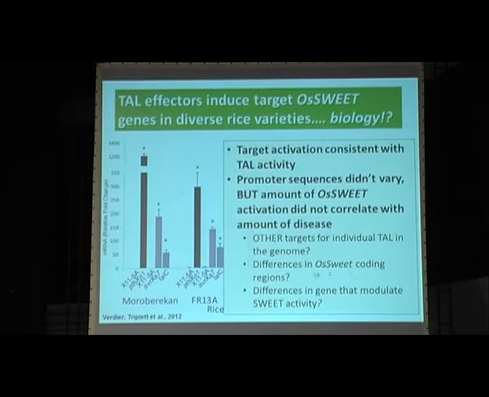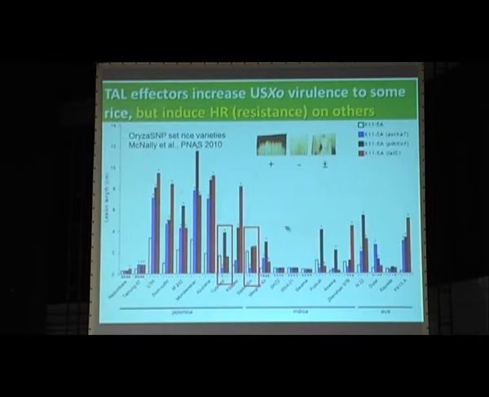There could also be differences in the OS-SWEET coding regions, which we didn't check. And there also could be differences in the genes that modulate the SWEET activity downstream of the TAL effector activation. So we've opened up a new set of biology to study in terms of the TAL effectors and their interactions. But I want to come back now to, can we use these TAL effectors to screen for virulence?